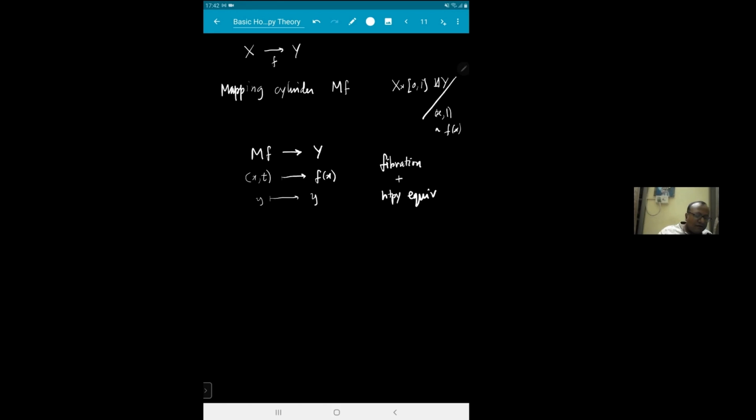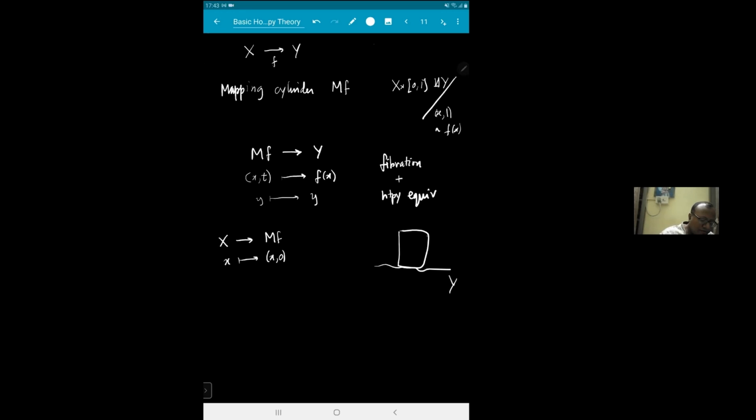So this is a fibration plus homotopy equivalence, and I have a map from X to M_f which sends x to (x,0). So that's the top. If you look at the mapping cylinder, it looks like this.